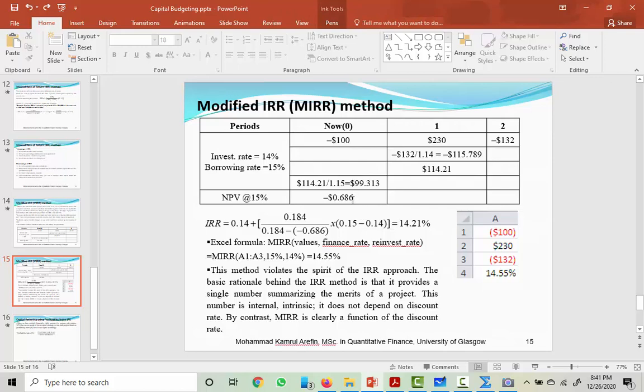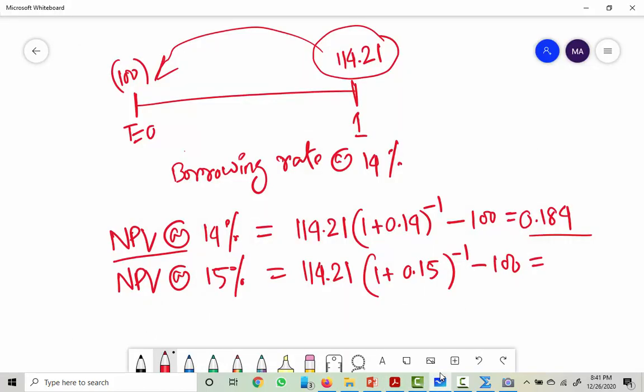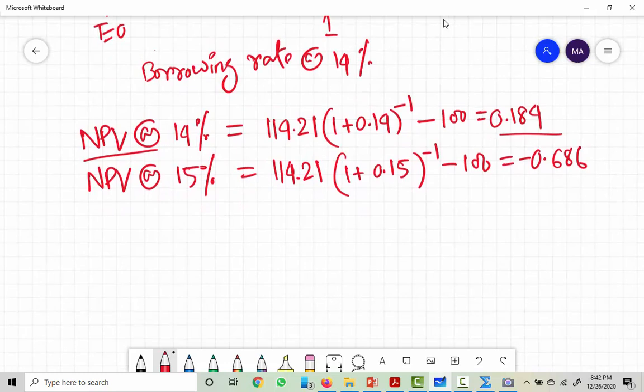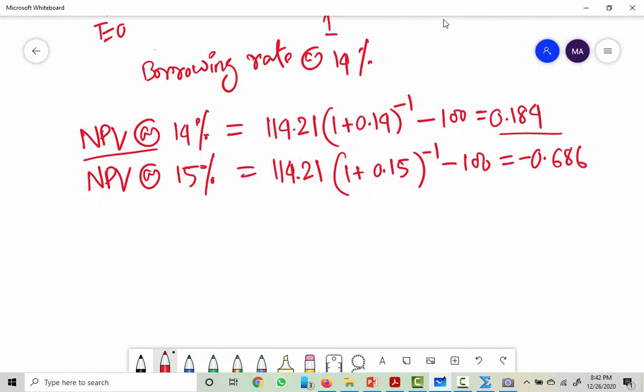So if you use 15%, in that case there will be a negative NPV, minus 0.686. So we got one positive NPV and one negative NPV now. Now we can calculate IRR as usual method, because here we have only one change in sign. So that means we can only get one IRR now.